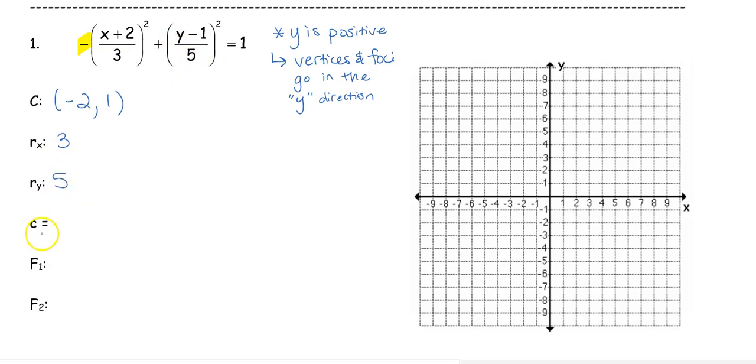Again, for our c, we said that we're going to take those values, square them, and add them together. So that gives us 9 plus 25, which is 34. That's set equal to c squared, so we have to square root each side. So c is going to be about 5.8. So let's take this information and go ahead and set up our graph.